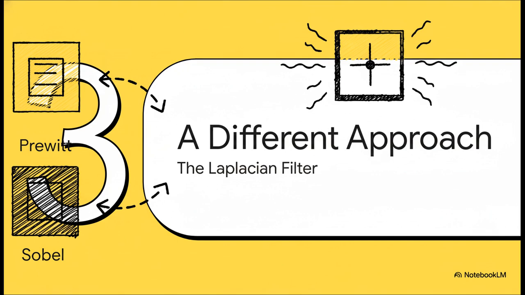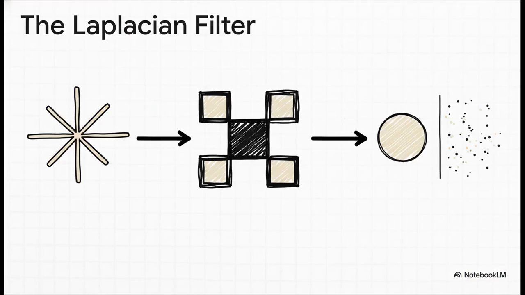So that begs the question, what if there was a different way? And that brings us to our next one, the Laplacian filter. The Laplacian filter works in a totally different way. Instead of looking for an edge in just one direction, it's designed to find edges in all directions at the same time. It does this by hunting for points where the pixel brightness changes most sharply. This means it can find vertical, horizontal, and diagonal lines all in a single pass. The one major downside, though, is that it's super sensitive to any noise or grain in an image, which can sometimes make the output look a little messy.